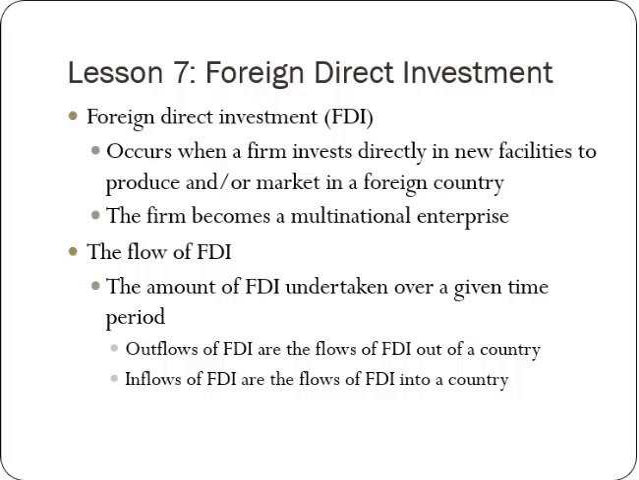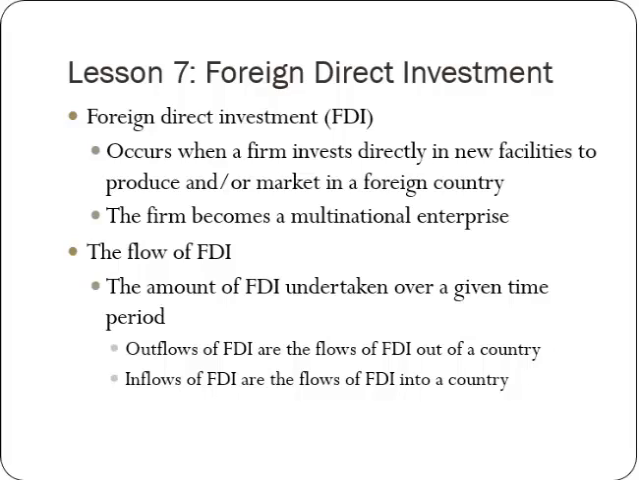Lesson 7 is foreign direct investment, which occurs when a firm invests directly in new facilities to produce or market in a foreign country. In other words, you have a business here in the United States, and you want to build more cars, more watches, more phones, more whatever, and so you pay to develop a new farm or a new factory or a new think tank, whatever it is that you want to build, in a different country.